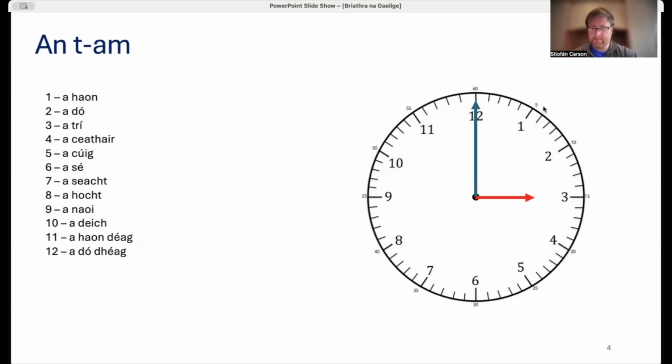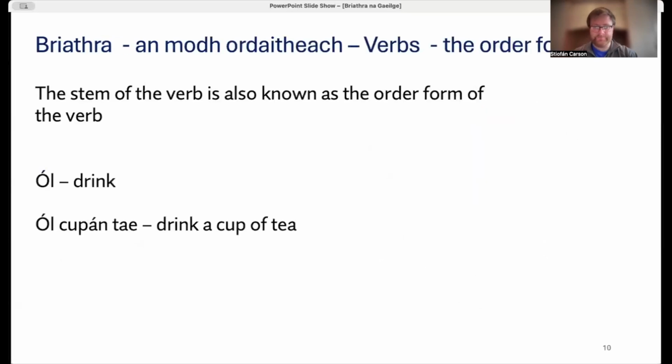Cén t-am é, what time is it? Well, a haon, a dó, a trí, tá sé a trí a chlog. Cén t-am é? Well, a sé, tá sé a sé a chlog. Cén t-am é? A hocht, so tá sé a hocht a chlog. Cén t-am é? Well, a dó, tá sé a dó a chlog. Agus cén t-am é? Well, a naoi, tá sé a naoi a chlog. Cén t-am é? A haon déag, so tá sé a haon déag a chlog.